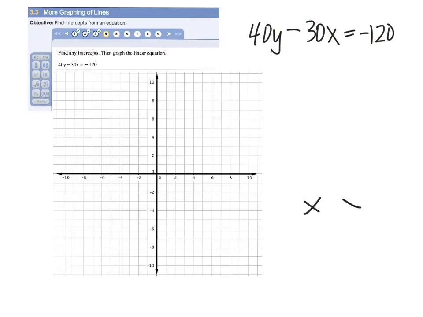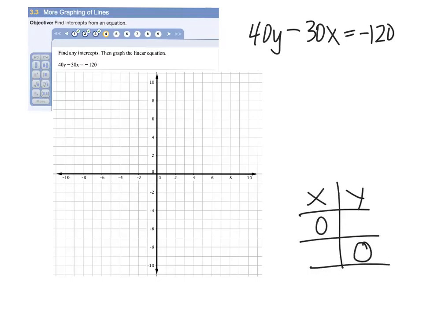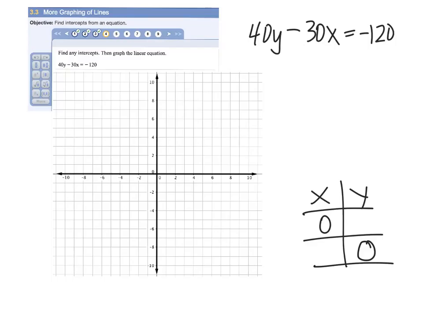Now we're going to go down here. We're going to make our x, y table. First x is going to be 0, and we're going to calculate y. And then y is going to be 0, and we're going to calculate x. So let's go do that. So we are going to go up here, and we're going to replace x to be 0. And we don't want to get tricked into thinking that x is always the first one. It's actually the second one this time.